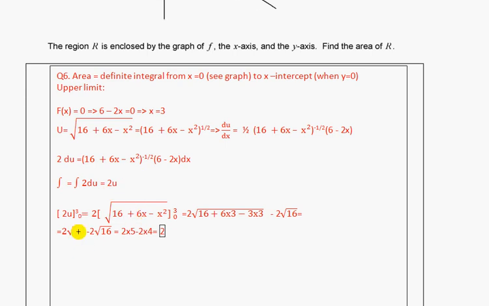Now to find the definite integral, we should find the difference of values at 3 and 0. We substitute 3 and we substitute 0 and subtract them. We get 2.